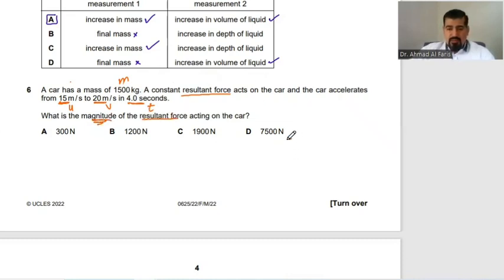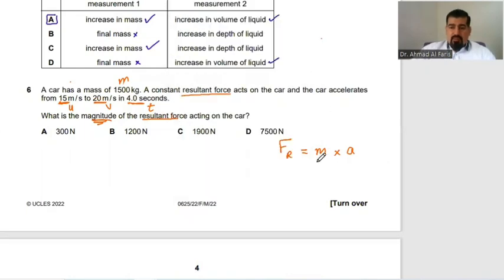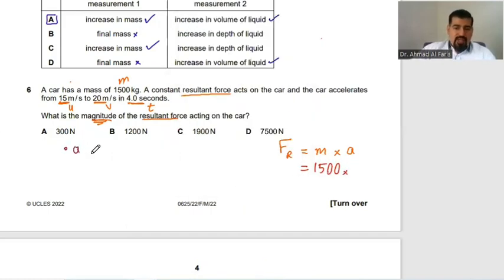Now we know that the resultant force, as we said before, is equal to the mass multiplied by what? By the acceleration. So the mass, which is 1,500, multiplied by the acceleration. So we need to find how much the acceleration is. We know that the acceleration is the change in velocity, v minus u, divided by t. So the final velocity here, which is 20, minus the initial velocity, which is 15.